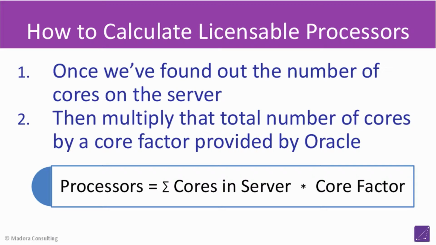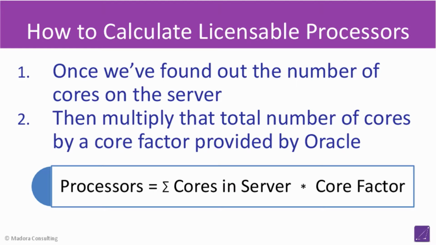So the core factor for most Intel or AMD type chips is 0.5. So if our example of 2 dual core processors is an AMD chip, then we multiply that total number of cores of 4 by a core factor of 0.5, which gives 2. And that's the number of processor licenses that you need to buy. Suppose our 4-core server actually has Spark T3 processors, then the core factor for those is 0.25. So multiplying that number of cores of 4 by the new core factor of 0.25 gives just one processor license for you to buy.